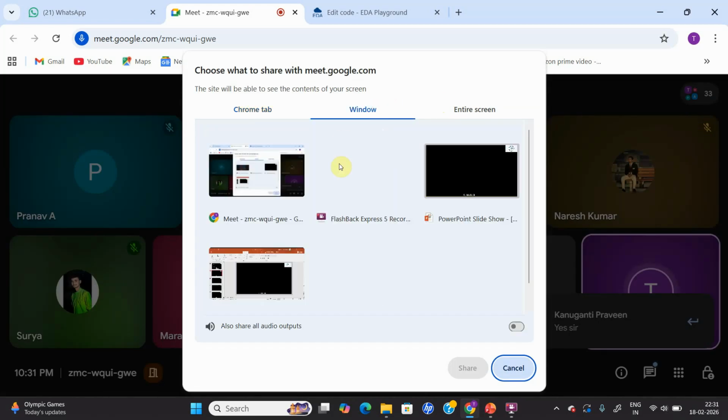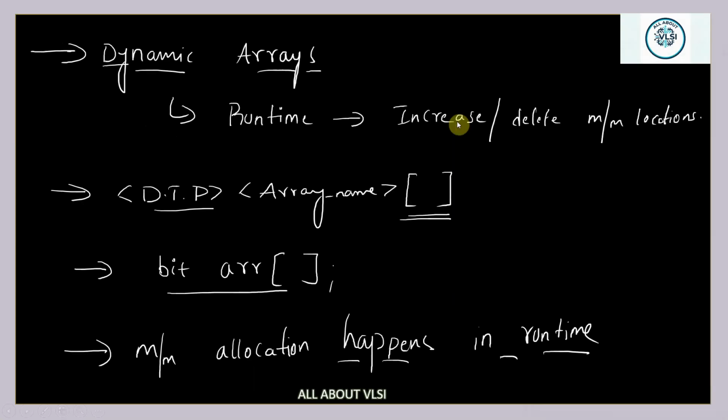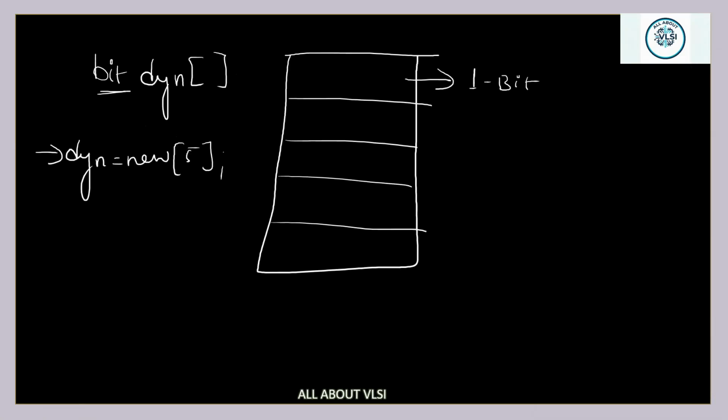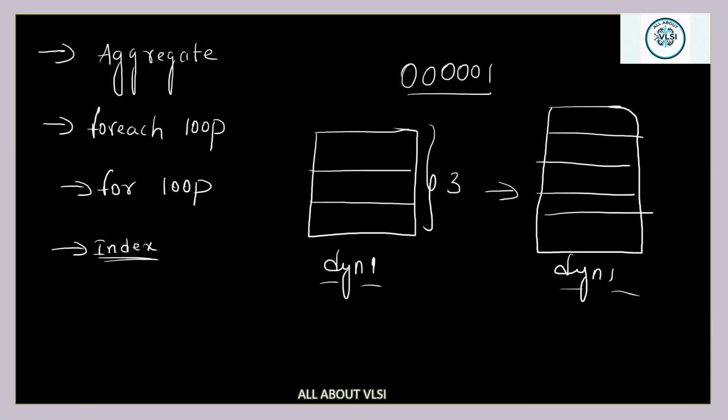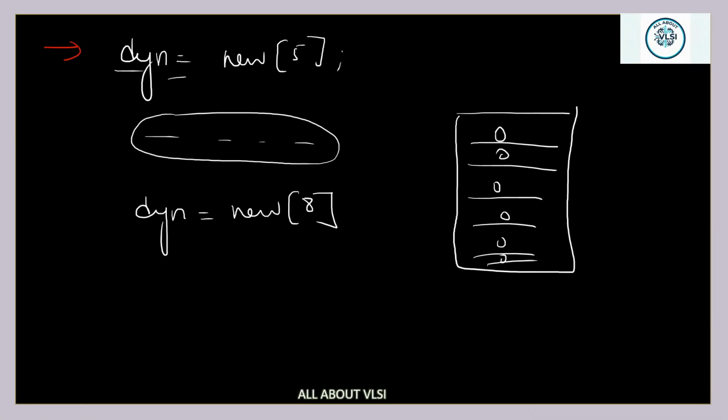Since we have started with our dynamic arrays, we have seen the syntax of a dynamic array, how it is going to look, how to allocate the memory for your dynamic array, and what are the methods for storing the elements into the dynamic array and getting the elements out of it. Now, in this particular session, let us continue with the discussion of dynamic arrays.